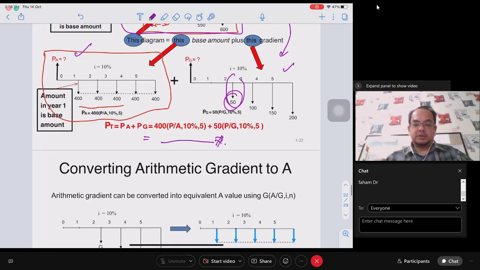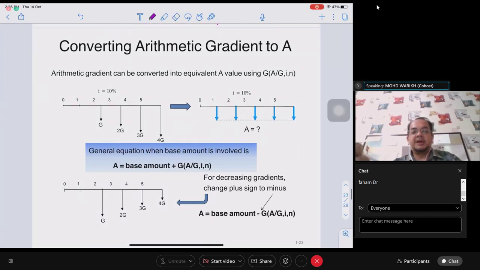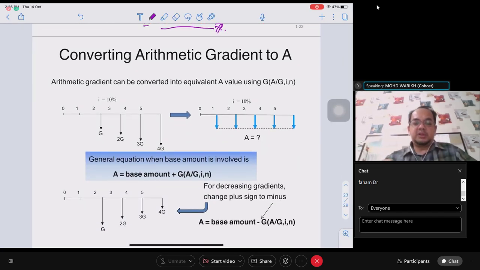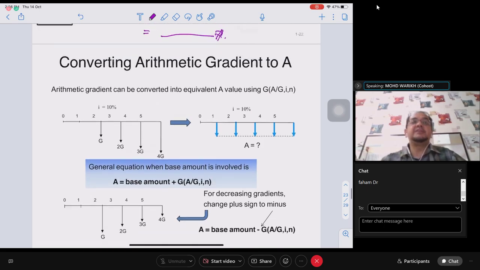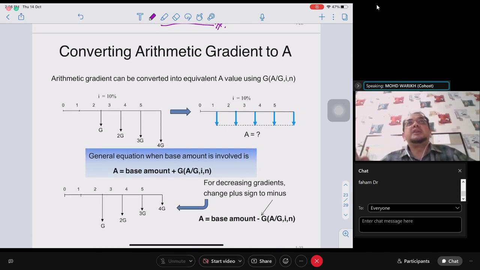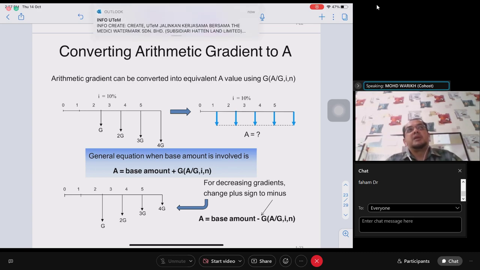So next, the tricky question. Because we know that for the arithmetic gradient, we add a gradient year to year. That means uniform 50 ringgit, for example from year 1 until year 5. 50 ringgit, 50 ringgit, 50 ringgit. For example, you start from 400 ringgit, then 450, 500, 550, 600, and so on. So what happens if the company does not want to add an extra 50 ringgit each year? They want to pay you the same every year.